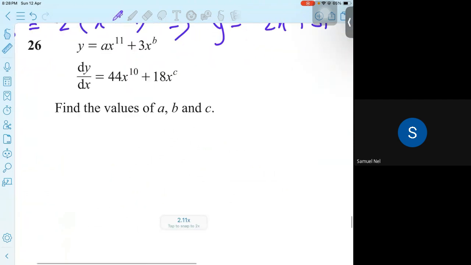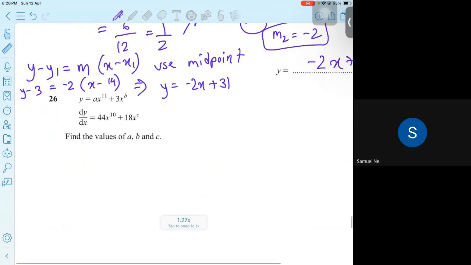y is equal to a x to the power 11 plus 3 x to the power b, and then there's a dy by dx, and they basically ask you to find this. So if I differentiate this equation, I basically get this, and now I have to find the values of a, b, and c. It's very simple.